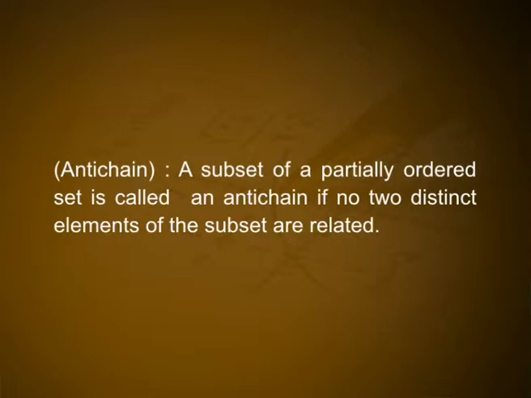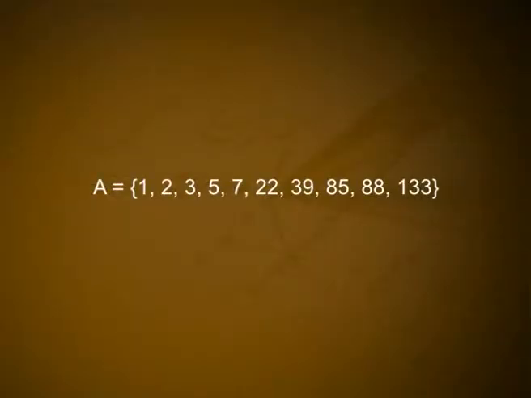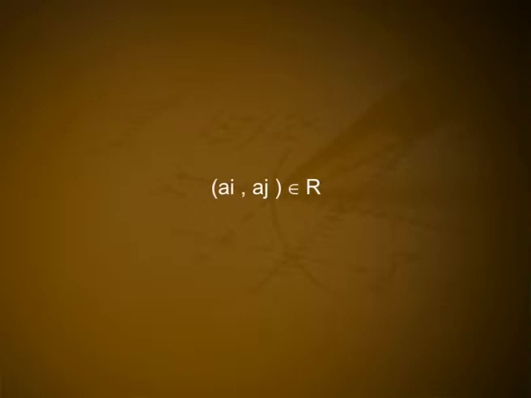Example: let A equal the set of elements {1, 2, 3, 5, 7, 22, 39, 85, 88, 133}. Let R be a binary relation defined on A such that the ordered pair (Ai, Aj) belongs to R if and only if Ai is a factor of Aj.